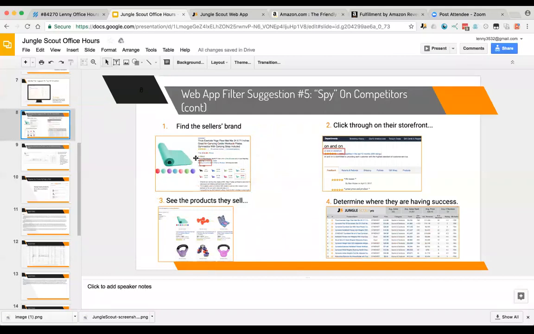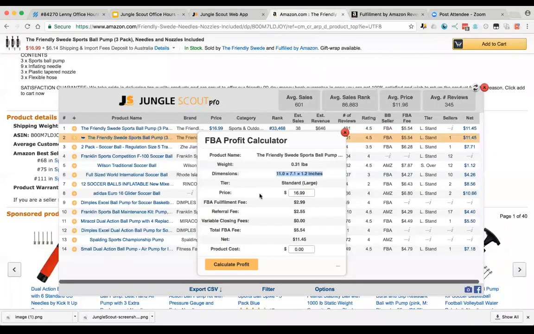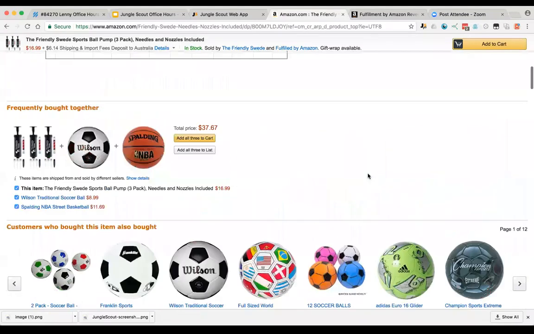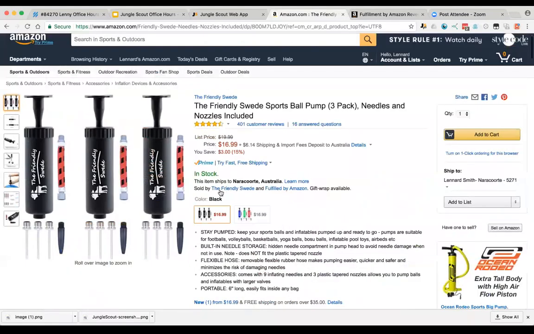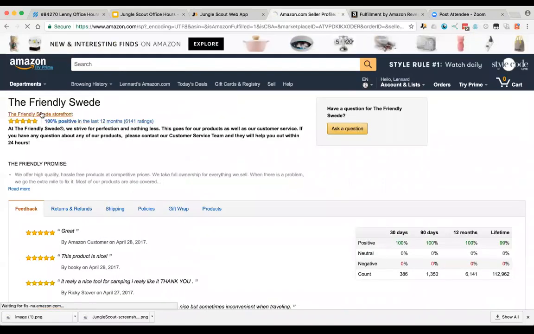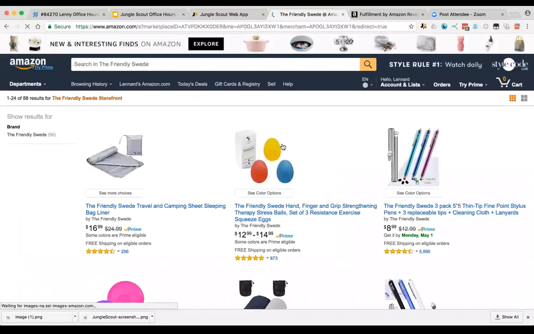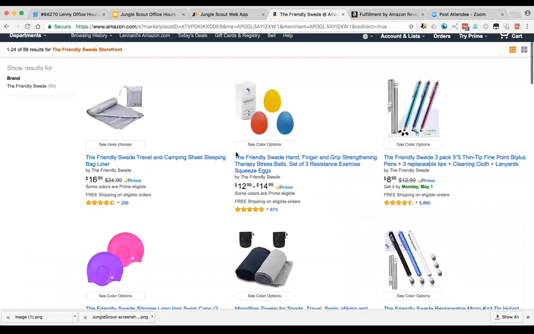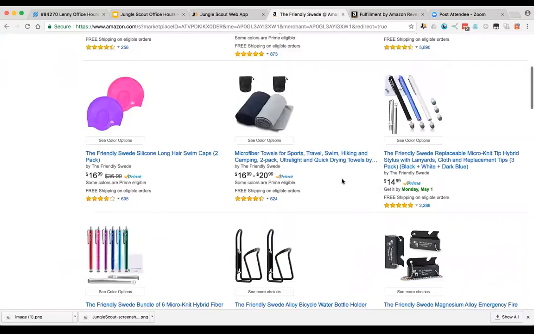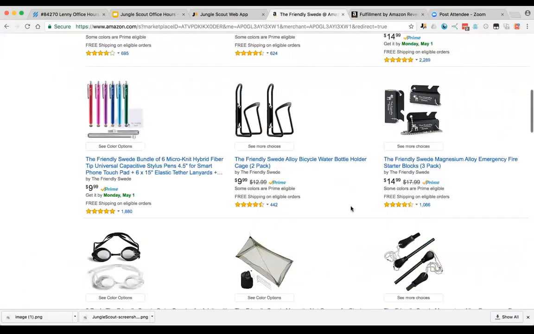You can then click on their listing and then click on their seller store, which is down here. So if I'm inside of a listing, this is their seller store here. I click on that one. Now I can click on their storefront and I will see all the products that they're selling. All their other products mightn't be as good of an opportunity as the one that you just viewed, but it's always interesting to see what different products they are selling.